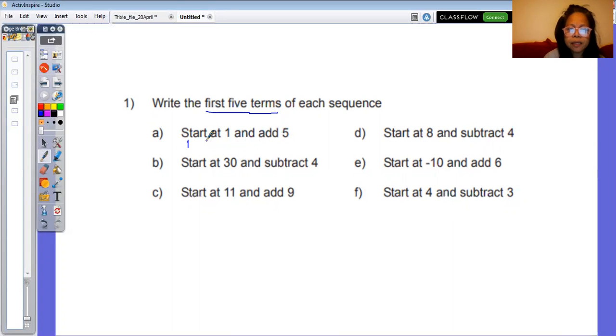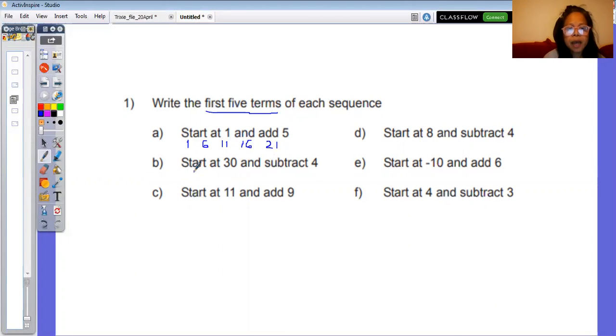So 1 add 5 is 6. 6 add 5 is 11. 11 add 5 is 16. Since I need 5 terms, one more, 16 add 5 is 21. Okay? So you're dealing with positive numbers here.